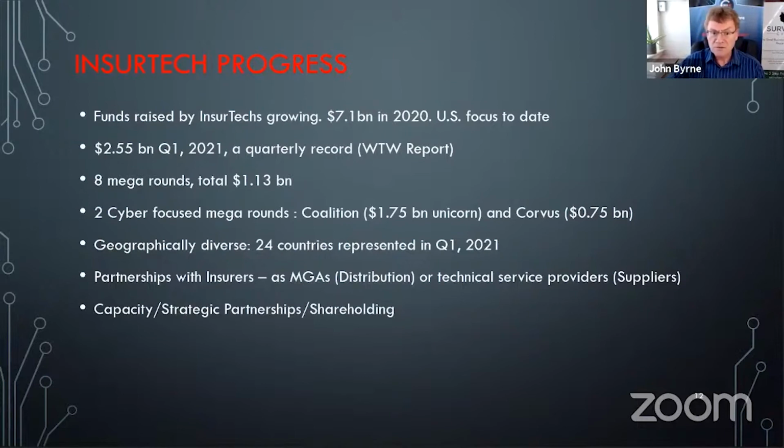Interesting to note that there are geographically diverse companies in the InsurTech funding in the first quarter, very, very diverse. And that most of these InsurTechs are partnering with insurers, either as MGAs where they're focused on distribution, or as technical service providers, where they're more in the nature of suppliers. And because we're talking about partnering with insurers, we're talking about capacity, strategic partnerships, or potentially shareholding.